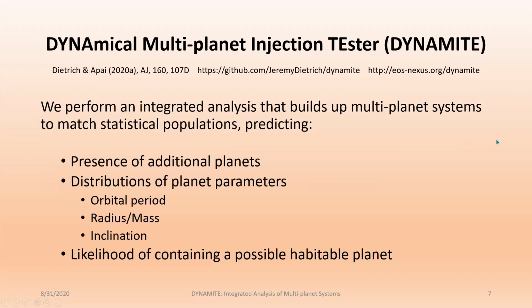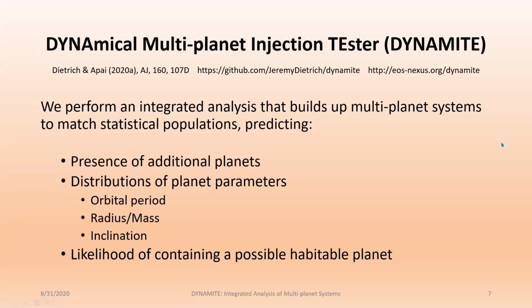To answer these questions, we created the Dynamical Multi-planet Injection Tester, or DYNAMITE. Using DYNAMITE, we perform an integrated analysis of the system that builds up multi-planet systems to match the expected orbital architectures that we gather from statistical populations.